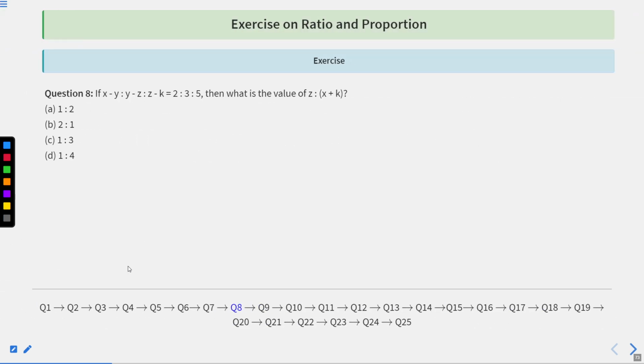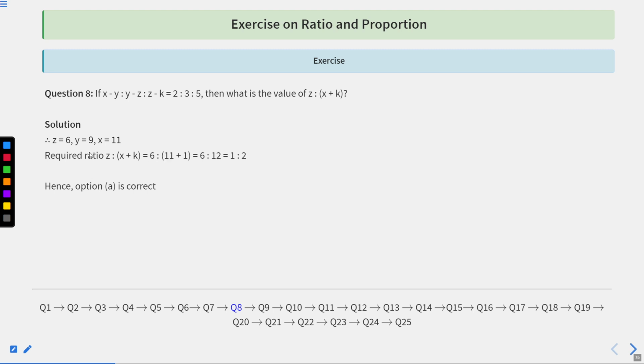Now, question number 8. If x minus y is to y minus z is to z minus k equal to 2 is to 3 is to 5, then what is the value of z is to x plus k? Here this thing is already given to us. So that means x minus y is equal to 2, y minus z is equal to 3, and z minus k equal to 5. So let us suppose k is equal to 1. We are assuming that.